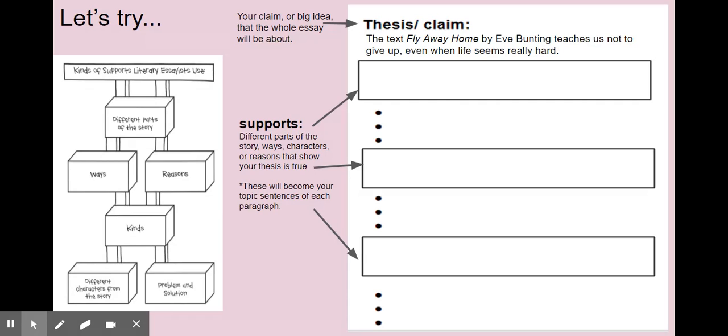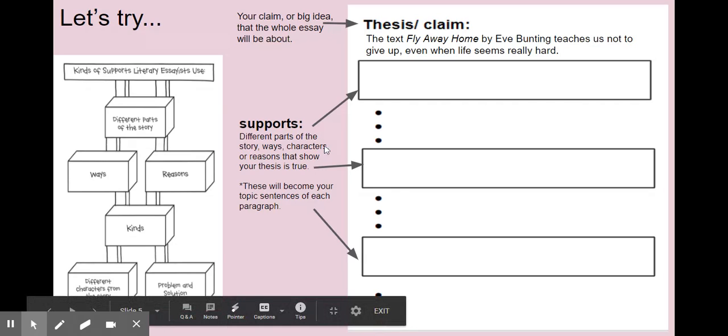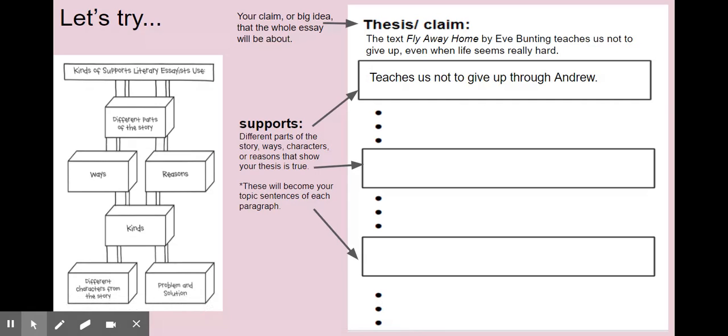So I noticed that Eve Bunting taught that we should not give up even when life seems really hard through several different characters in the book. So my supports are going to be character-based. One of those characters is Andrew, our narrator. So I wrote that she teaches us not to give up through Andrew. So I'll have a paragraph about how Andrew teaches us not to give up.